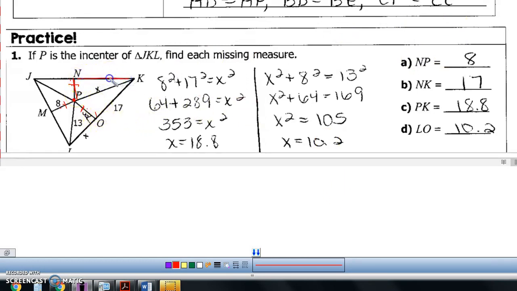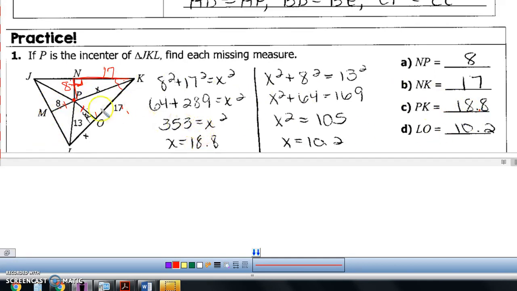In K, they wanted this measure. So let's look at NK. This measure is 8. And remember, if we have angle bisectors here, these two sides are equal. So that one is 17 as well. So if we create a right angle here, we have the legs, we need the hypotenuse. So we're going to use the Pythagorean Theorem. So for PK, we get 18.8.